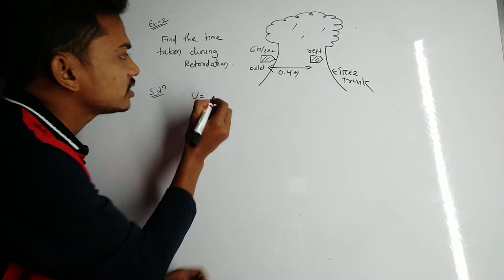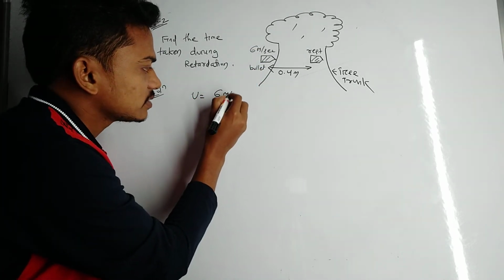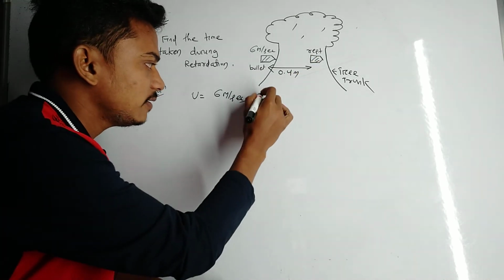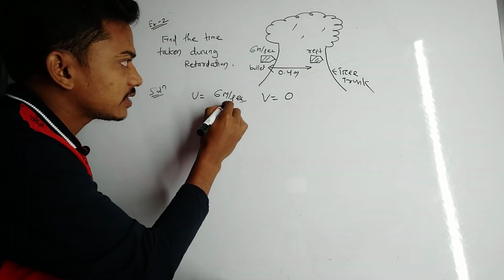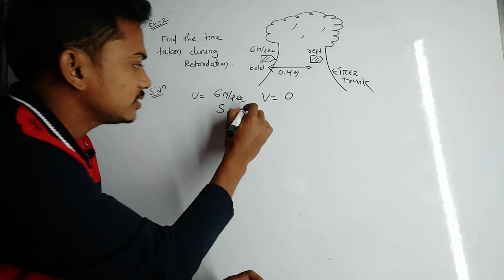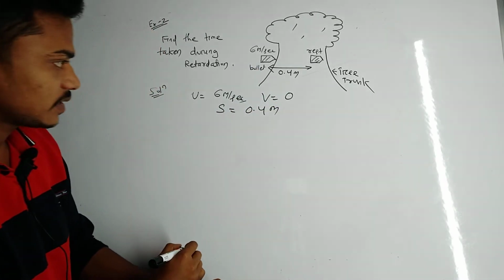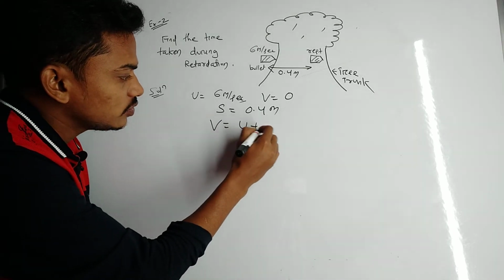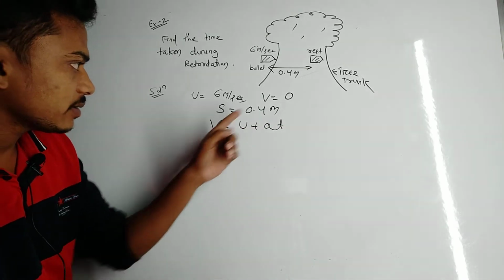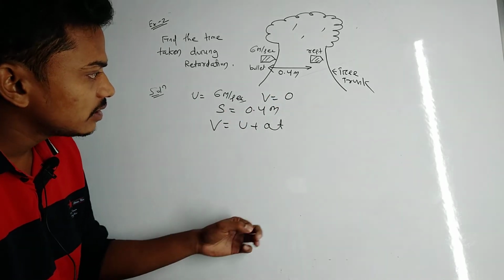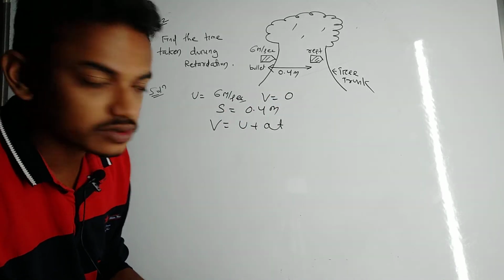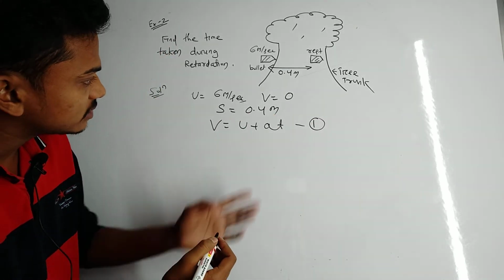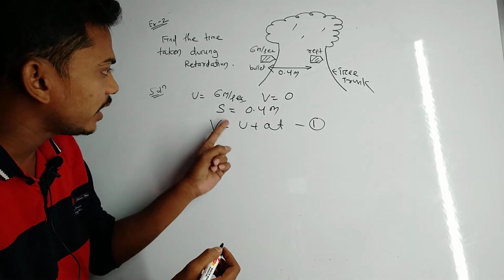Initial velocity u is given as 6 meter per second, and finally it comes to rest, which means the final velocity of the bullet is 0, and the displacement is 0.4 meter. Time is asked, so you can use v equals u plus at. Here v is given, u is given, but acceleration is not given, so you cannot find the time directly. So use another relation between v, u and s.